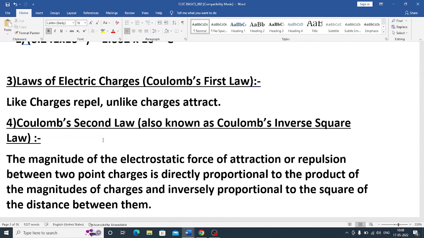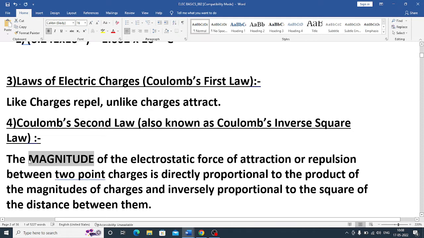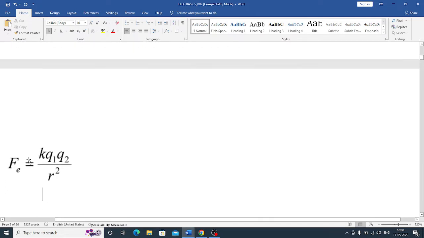Then the magnitude of the force of attraction or repulsion is given by K into Q1 Q2 by R square. Q1 and Q2 are the individual charge values. R is the distance between the charges.